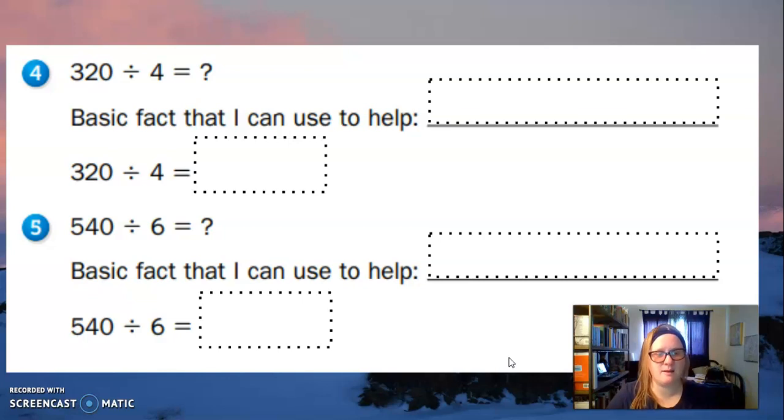So then for the next one, 540 divided by 6, the basic fact that you can use to help is 54 divided by 6.